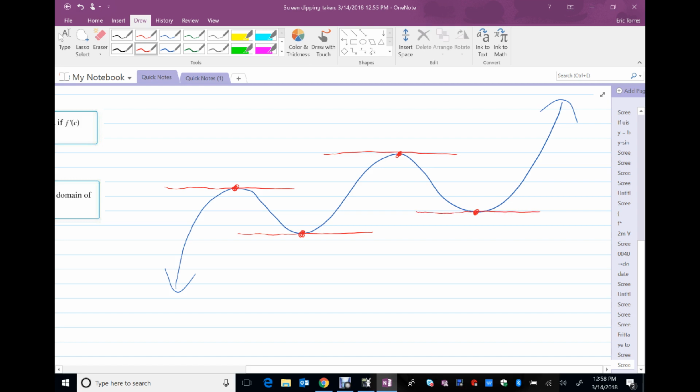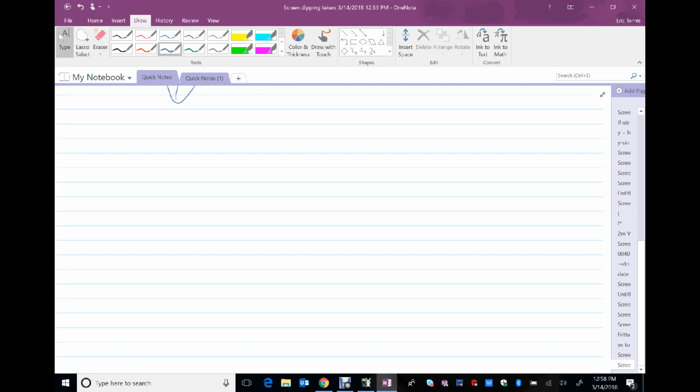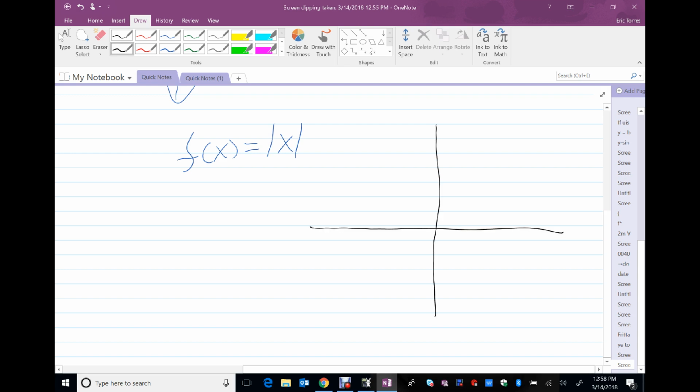So basically that's what Fermat's theorem is telling us: that the derivative, if it exists at a local max or a local min, then that derivative will equal 0. However, it's possible to have a graph that has a local max or minimum, such as f of x equals the absolute value of x. So if I was to draw this graph, just making a quick rough graph, please excuse my penmanship.